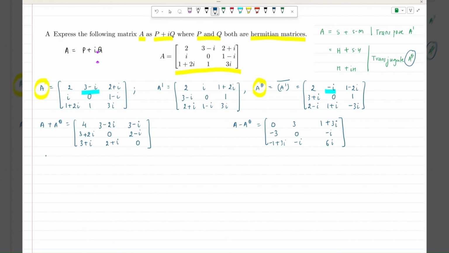Now prior to that, we are also going to at the same time take a factor of half and A plus A raised to theta. Okay, so I'll not multiply the half, I'll keep the half outside.